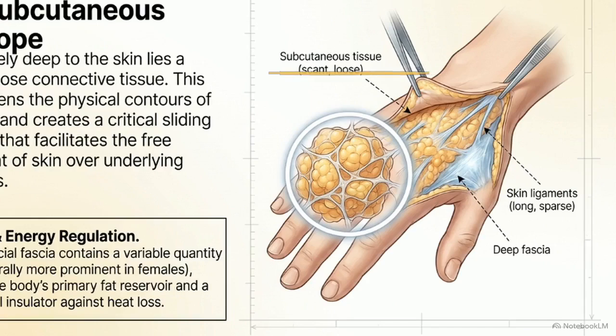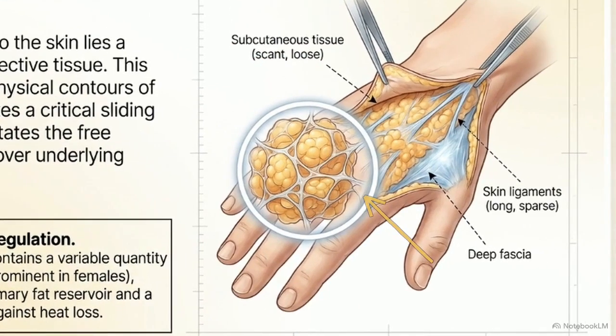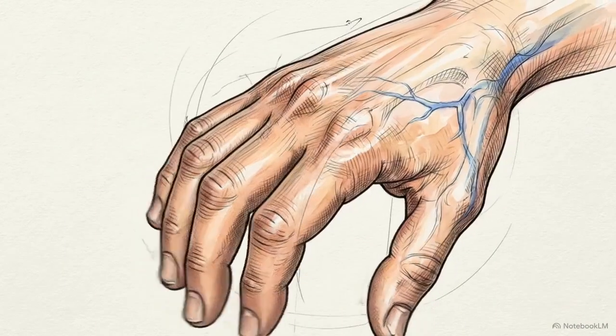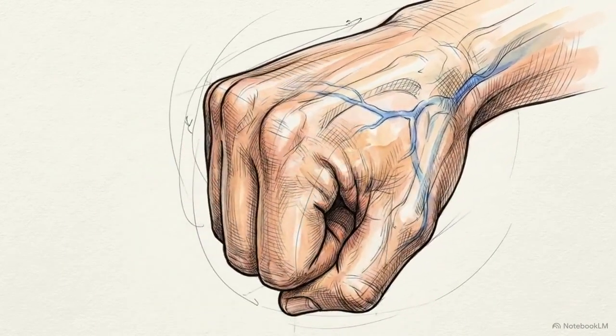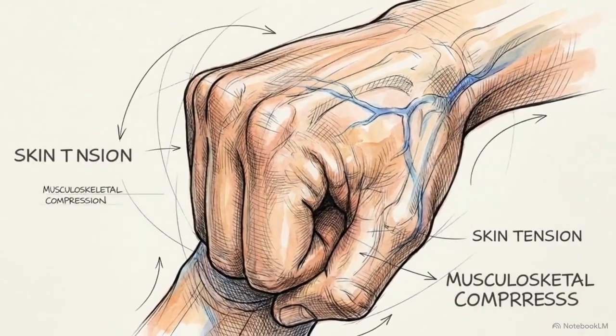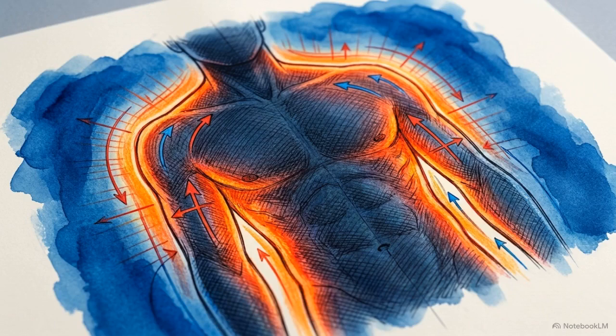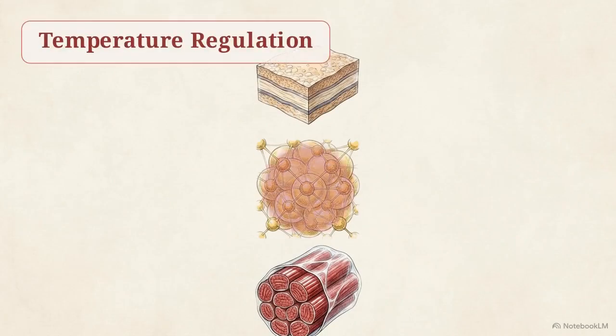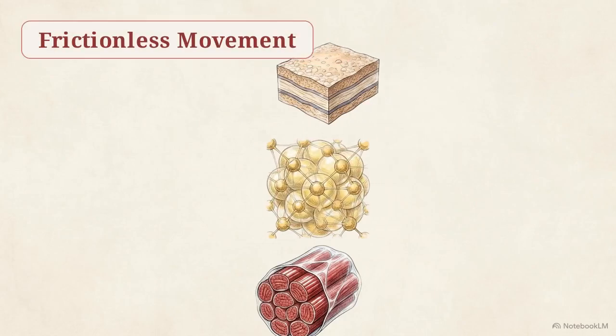lobules. The collagen fibers are arranged in a 3-dimensional web. This geometry suspends the fat lobules without compressing them. This web functions as a sliding interface. This interface allows the skin to move freely over underlying bones and joints during extreme articulation, preventing it from shearing or tearing during movement. This layer also acts as the body's primary fat reservoir, providing vital thermal insulation against heat loss. The superficial fascia is engineered to prioritize shock absorption, temperature regulation, and frictionless movement.